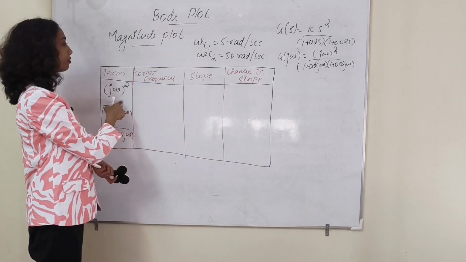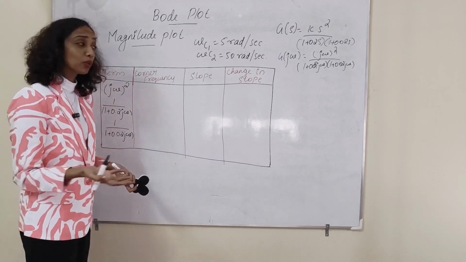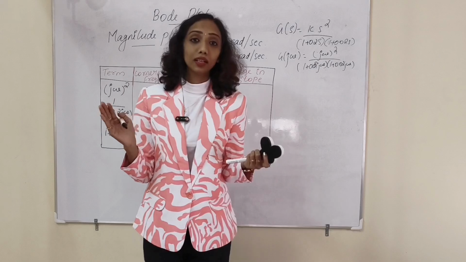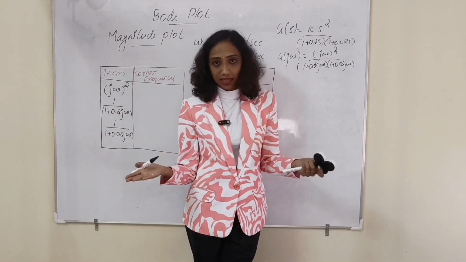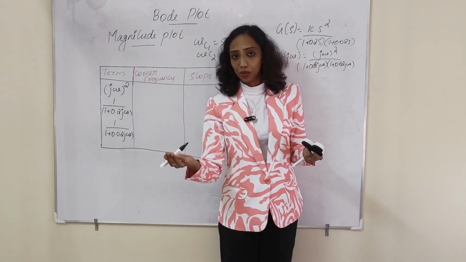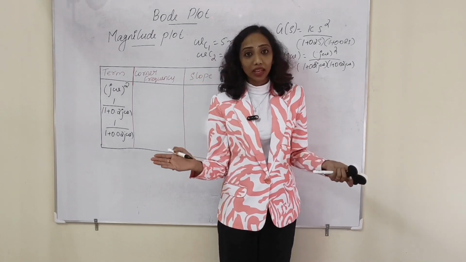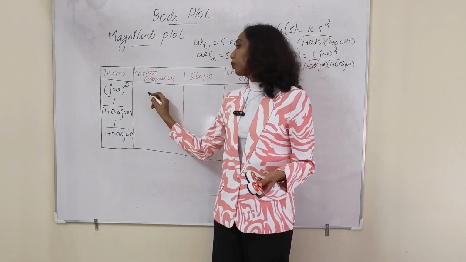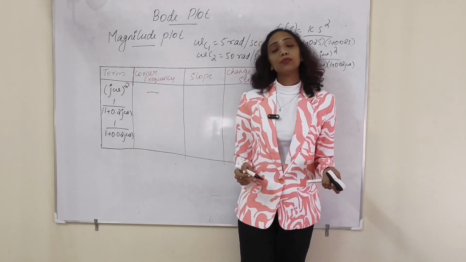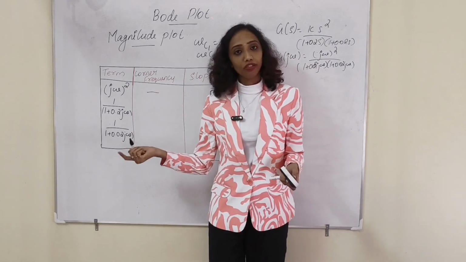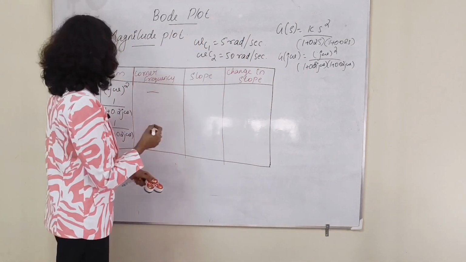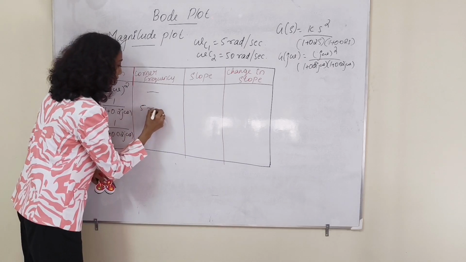Then the corner frequency for the first term. We don't have a corner frequency for the first term because the standard term for finding the corner frequency is like 1 plus sT. The first term is j omega the whole square, or s square, so it doesn't have any corner frequency, and we can assign a dash here. The second one is 1 divided by 1 plus 0.2 j omega. It has a corner frequency, which we found as omega c1 equal to 1 by T1, that is 5 radians per second. So I write it as 5 radians per second.